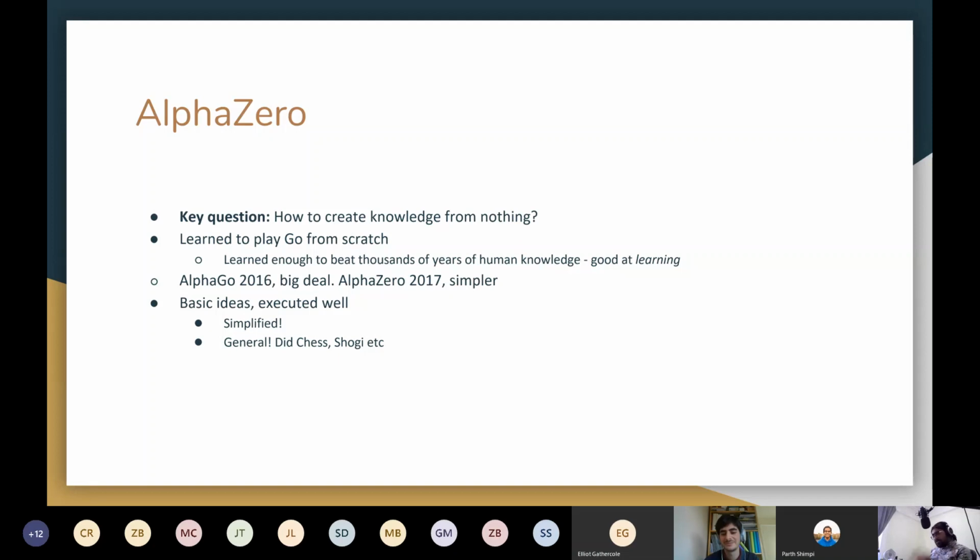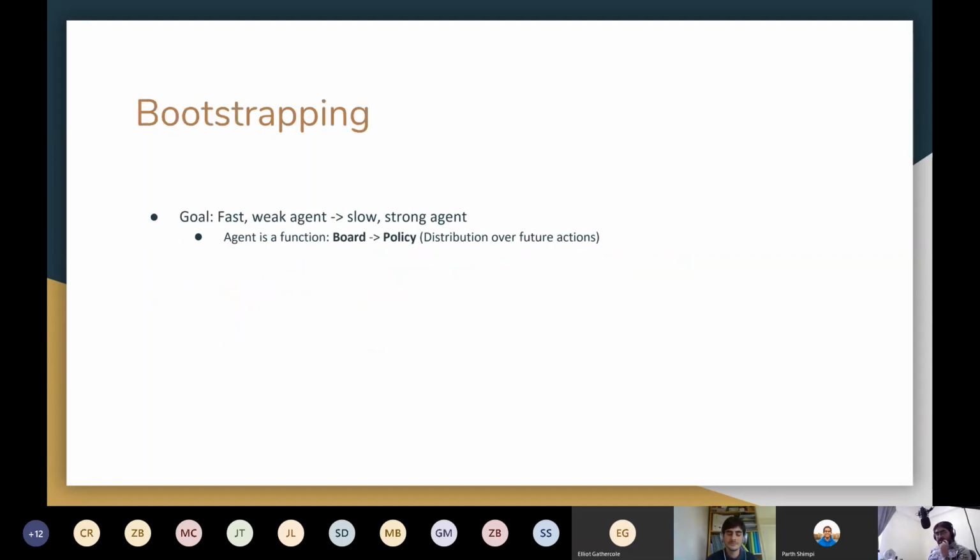So there are two key ideas in how this works. One is an idea that I'm going to call bootstrapping. Bootstrapping takes a weak agent that's fast and makes a stronger agent from that weak agent that's slower. An agent here is a function that maps, say, the Go board to a policy, a distribution of the future actions. And the question is, how can we bootstrap a weak agent into a better one?